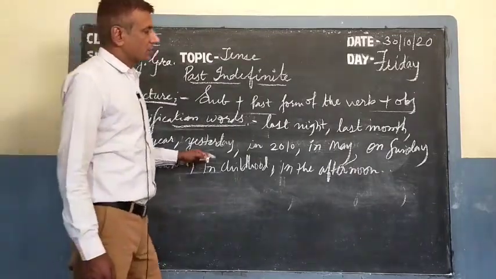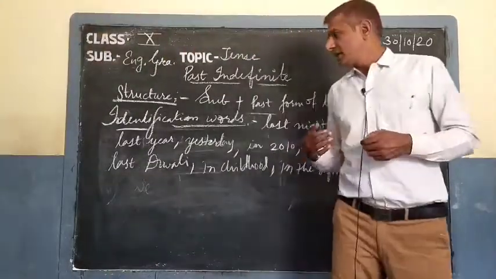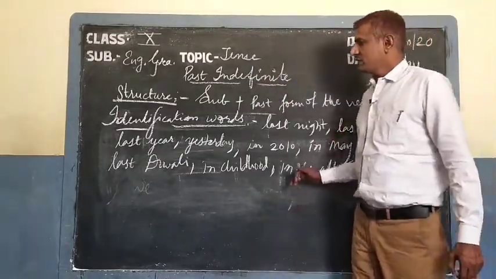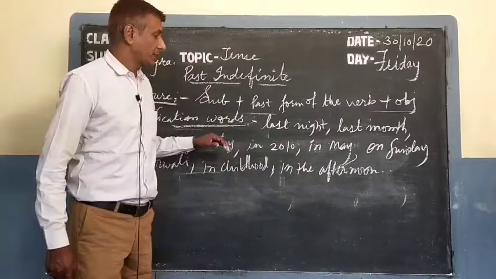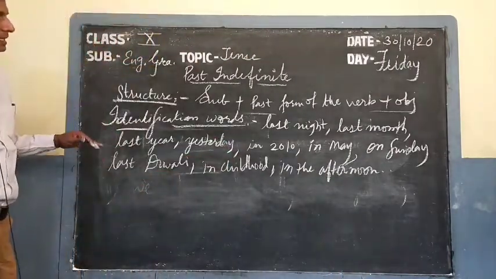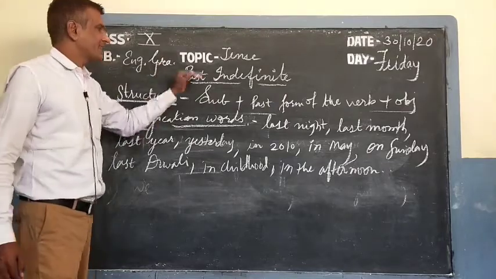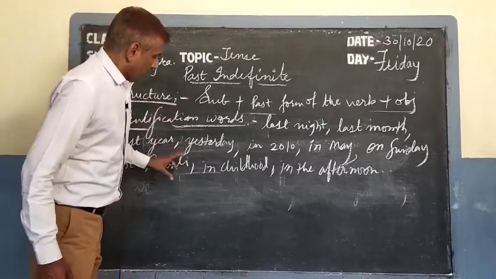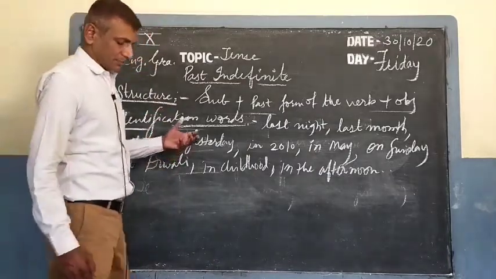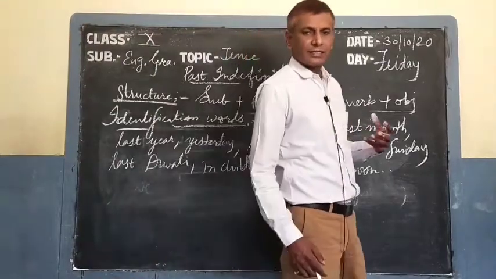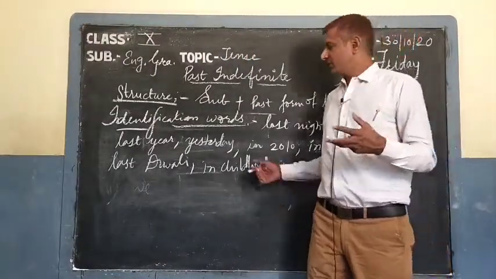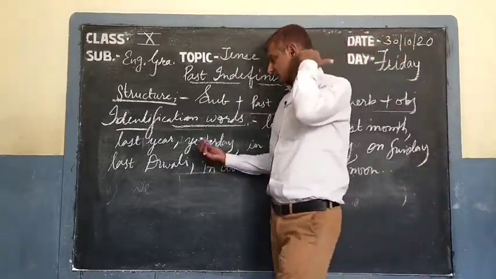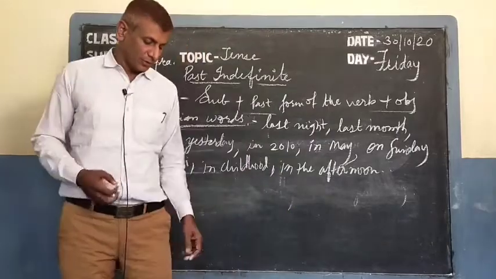So these words mostly you will see in the sentences where we use the past indefinite tense. So these sentences, these words of identification, if you see in the sentences, it means you can tell that the sentence is of past indefinite. So simply, as we identify the other tenses, other sentences with the help of identification words, here past indefinite also we identify with the help of these words.